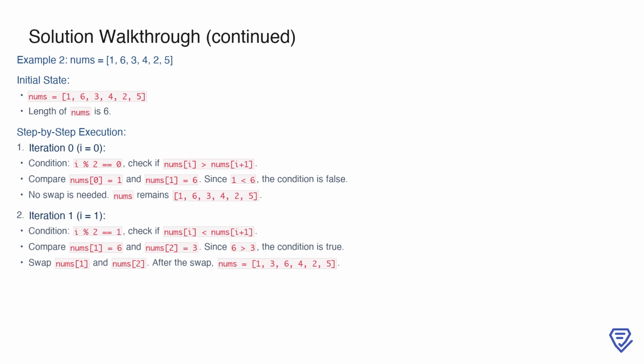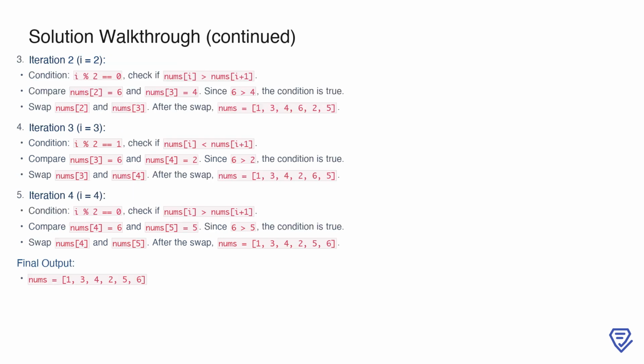In iteration 1 at index 1, the index is odd, so we check if the current element is less than the next. Here, nums[1] equals 6 is greater than nums[2] equals 3, which satisfies the condition. We swap these two elements, updating the array to nums equals 1, 3, 6, 4, 2, 5.